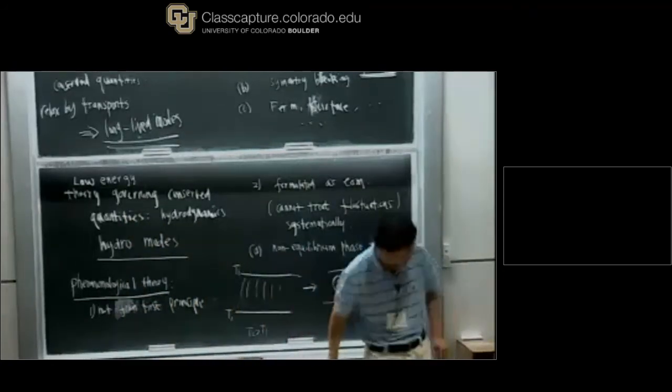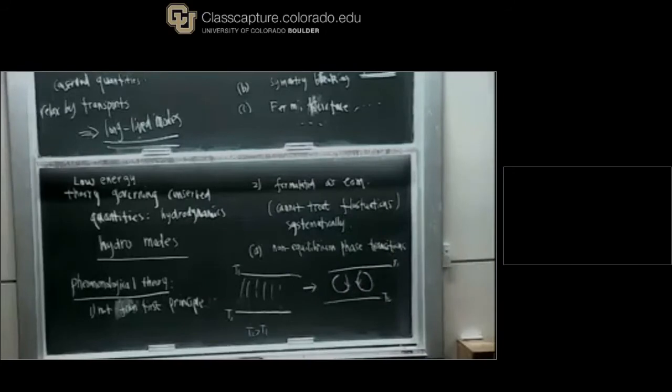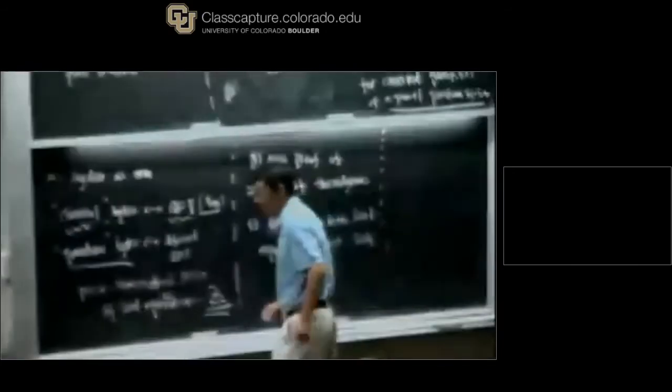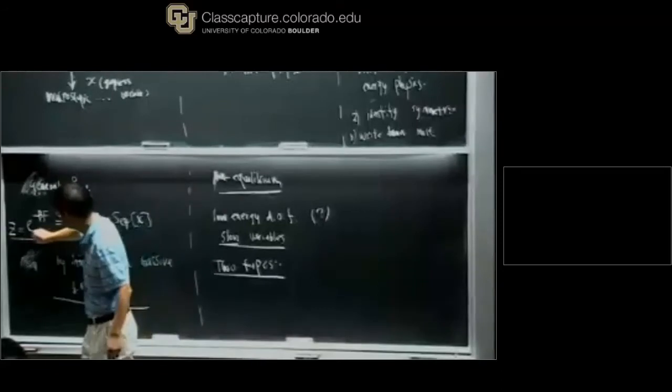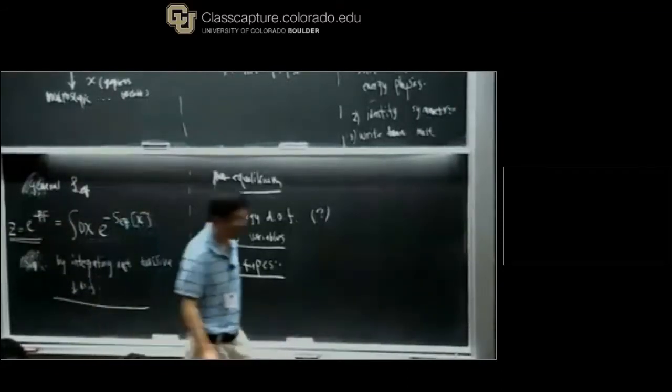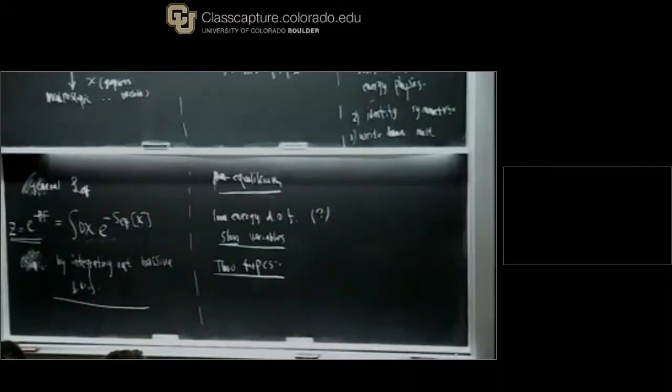Good. Okay. So now let me go back to the first one and try to formulate it. I try to answer the question: what object should we look at to replace this Z?